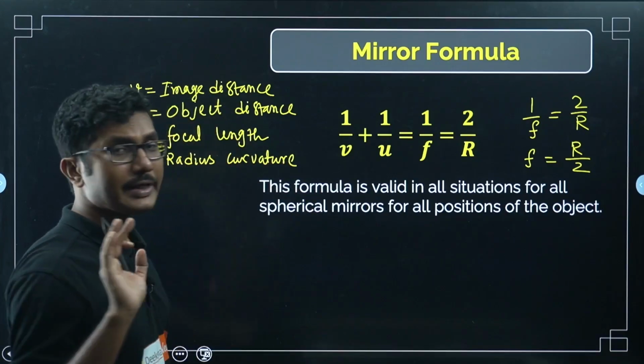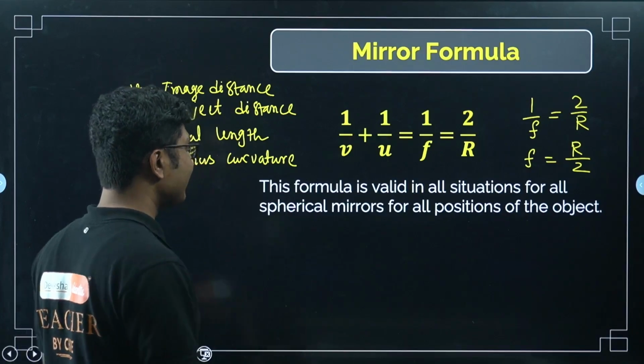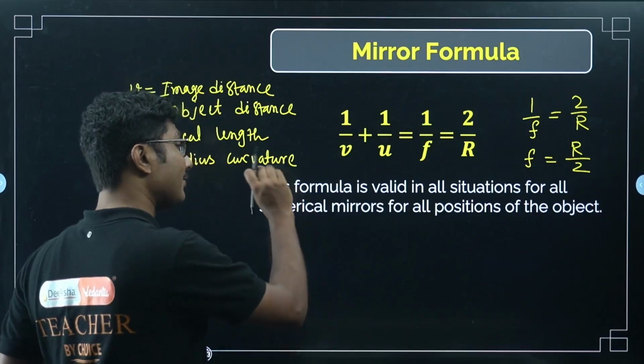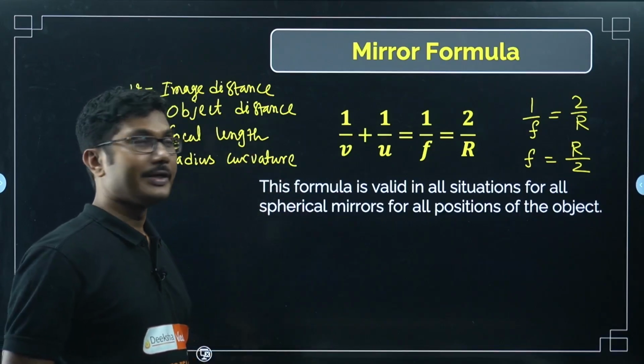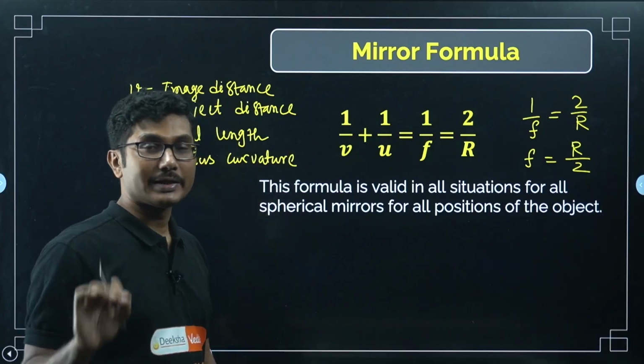It is valid for all spherical mirrors, it does not matter whether it is a convex mirror or a concave mirror. It is valid for all positions of the object, even if the object is at infinity or at focus. For all the cases you can put the values here and you will get the answer.